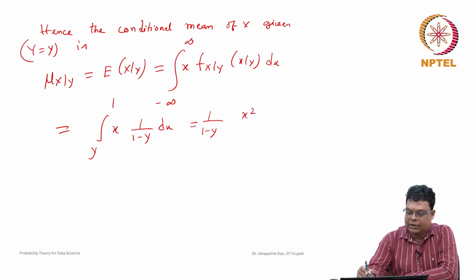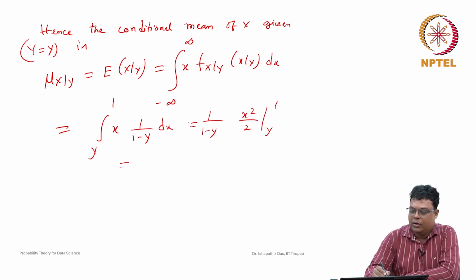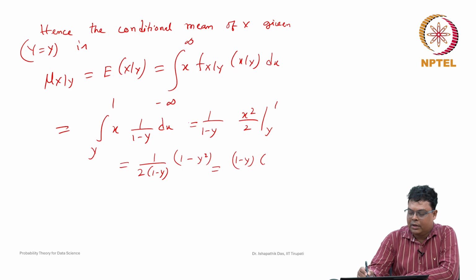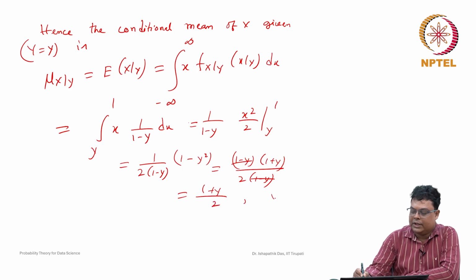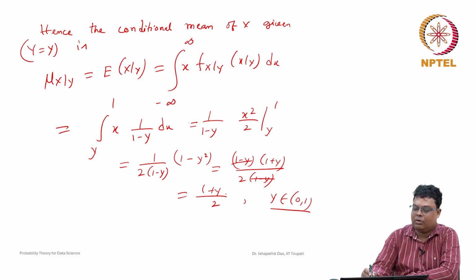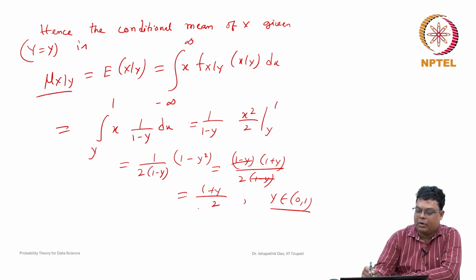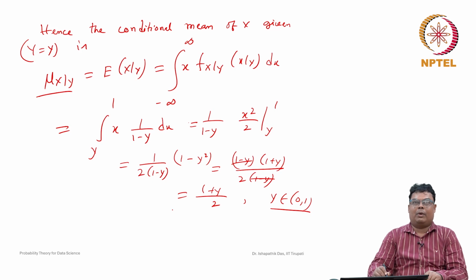So this is x square by 2 and the limit is y to 1. Then this is 1 by 2 into 1 minus y, and then 1 minus y square. It can be written as 1 minus y, 1 plus y, by 2 into 1 minus y. So this is cancelled. This is 1 plus y by 2. Now this is for any value between 0 to 1, given y between 0 to 1.